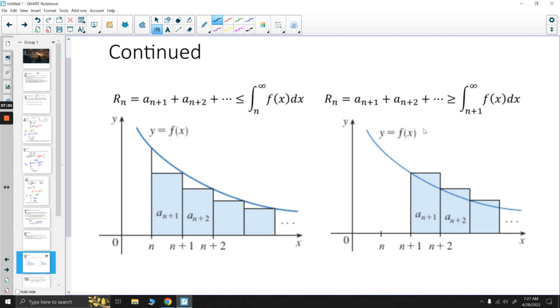But to be honest, we don't really care so much about what our remainder is in between. We usually just look at our remainder in terms of less than. So usually we're not as interested in greater than, we're more interested in less than. But if you notice, these are just our left and right hand sums, basically. Okay. All right.